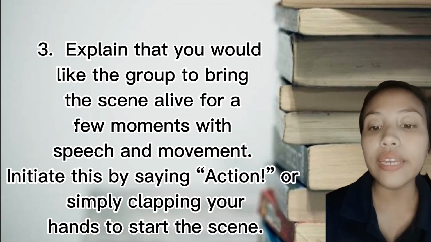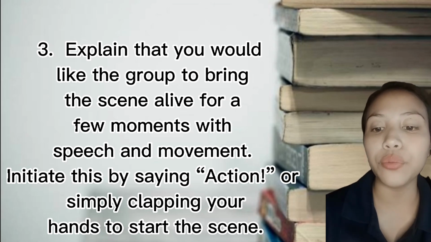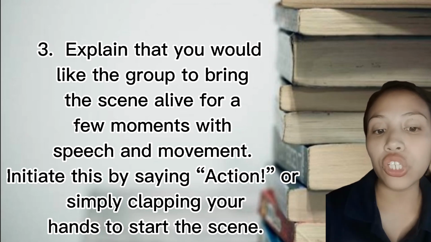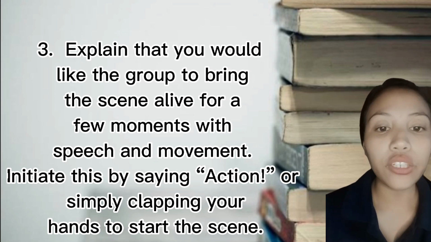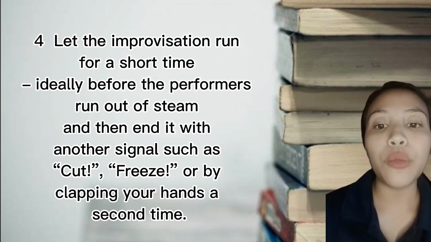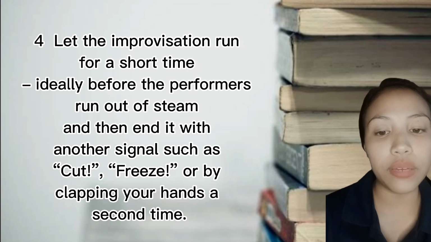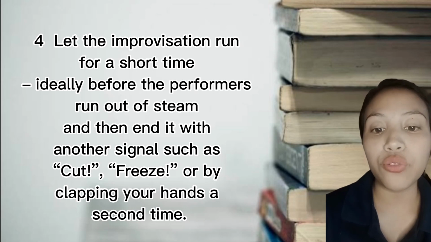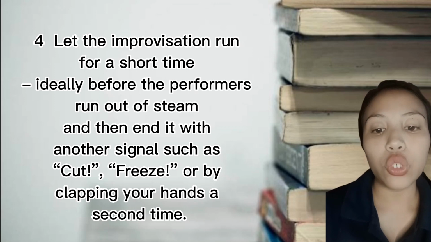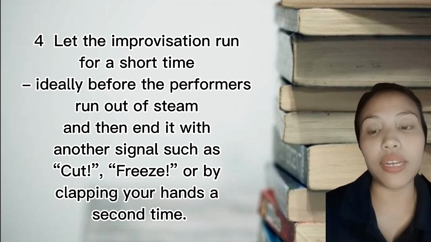Third, explain that you would like the group to bring the scene alive for a few moments with speech and movement. Initiate this by saying action or simply clapping your hands to start the scene. Fourth, let the improvisation run for a short time, ideally before the performers run out of steam, and then end it with another signal such as cut or freeze, or by clapping your hands a second time. The improvisation will usually last for just a few seconds and certainly no longer than 1 minute.